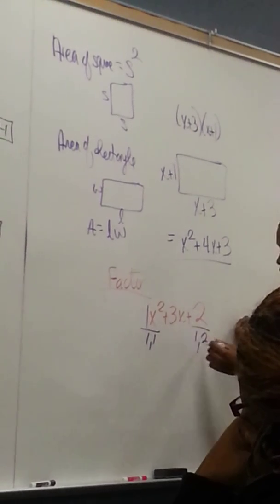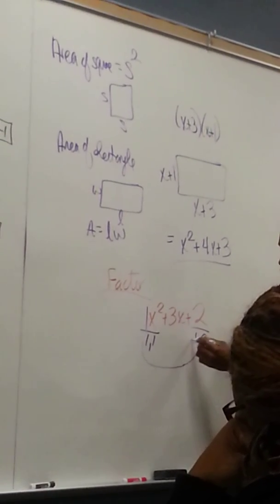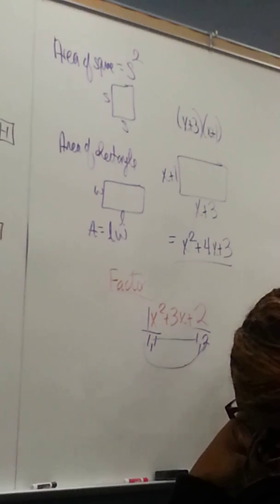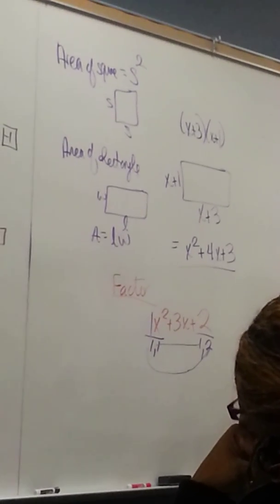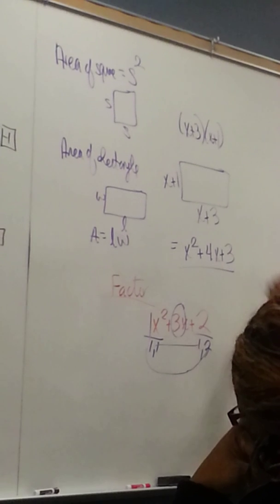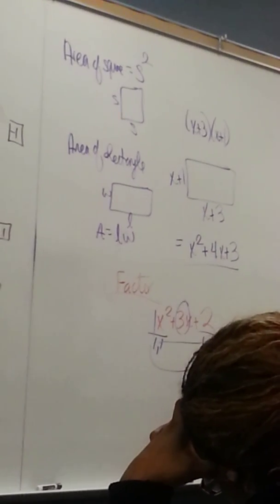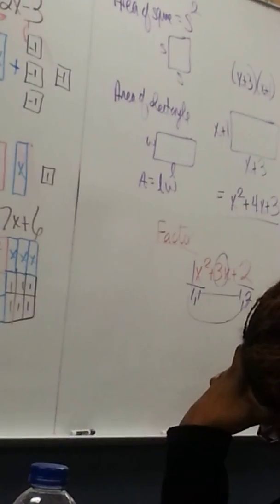In order to do that, I'm going to do this. 2 times 1 is how much? 1 times 1 is how much? What's 2 plus 1? 3. So I know it works, right? My goal is to get this middle number somehow by multiplying and adding or subtracting.